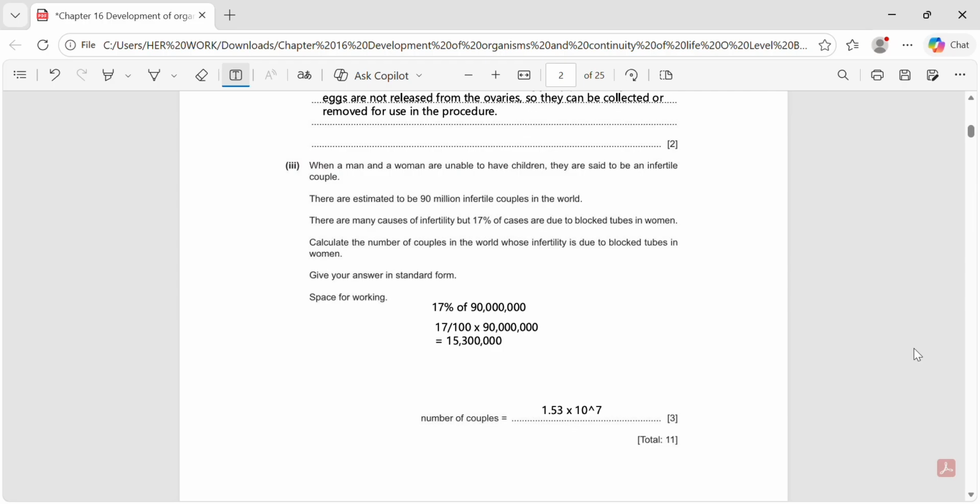This shows that out of the total infertile couples in the world, 17% due to blocked tubes corresponds to 15.3 million couples, and when written properly in scientific notation, it becomes 1.53 times 10 to the power of 7.